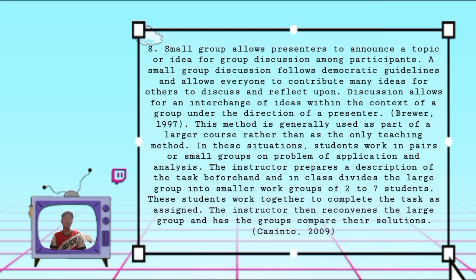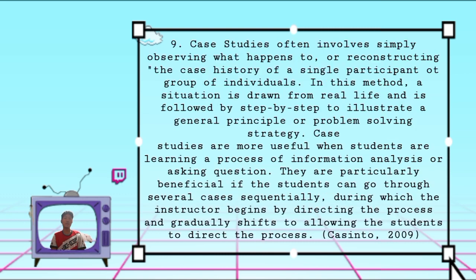Number 9. Case studies often involve simply observing what happened to, or reconstructing the case story of, a single participant or group of individuals. In this method, a situation is drawn from real life and followed step by step to illustrate a general principle or problem-solving strategy.